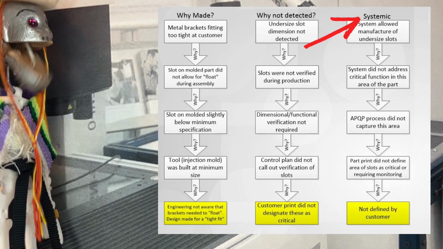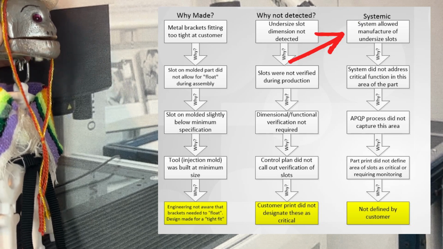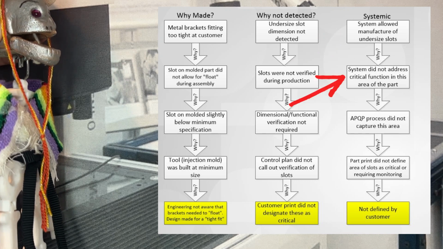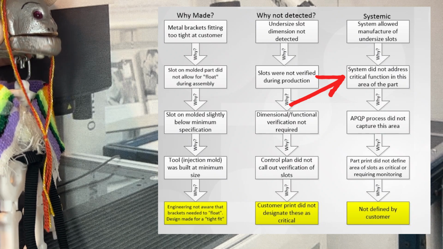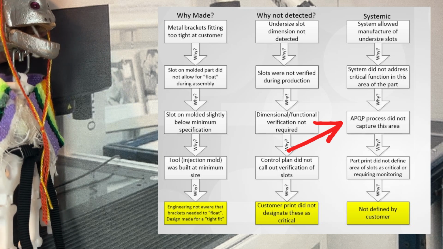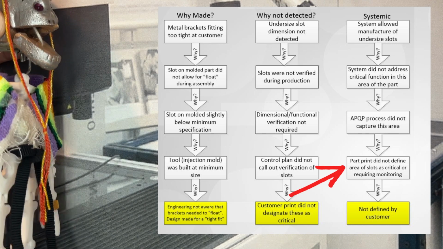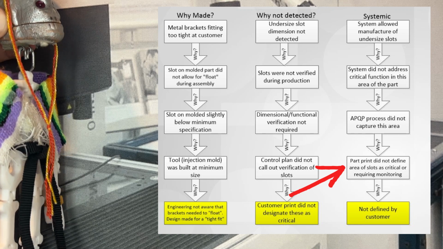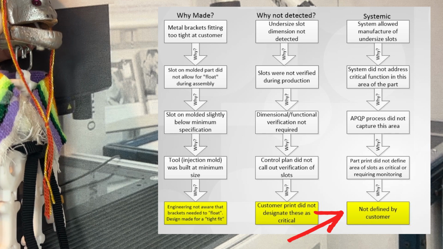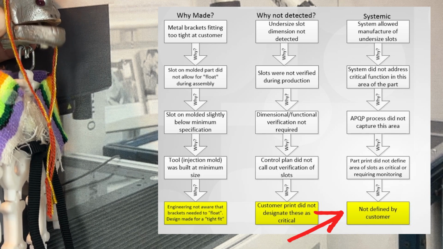And the third leg corresponds to the systemic failure that allowed this problem to happen. In this case, the manufacturing of undersized slot. Why? Because the manufacturing system did not address critical function in this area of the part. Why? Because the APQP process did not capture this area. Why? The part print or blueprint did not define area or slots as critical or requiring monitoring. Why? This was not defined by the customer, so in this case, the root cause points to the APQP process, but also lack of information from the customer.